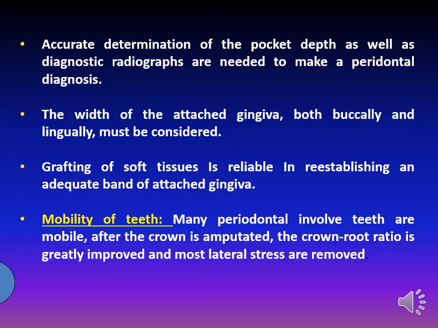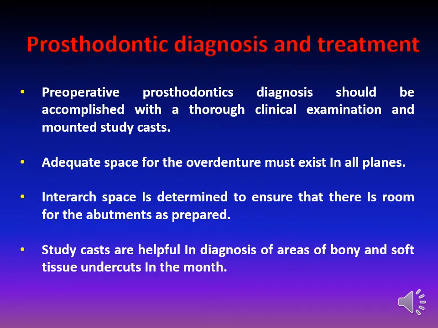The width of attached gingiva is very important, buccally and lingually. Grafting of soft tissue can be used to make an adequate band of attached gingiva. Mobility of the teeth. Many periodontally involved teeth are less mobile after the crown is amputated. The crown-root ratio is greatly improved and most lateral forces are removed.